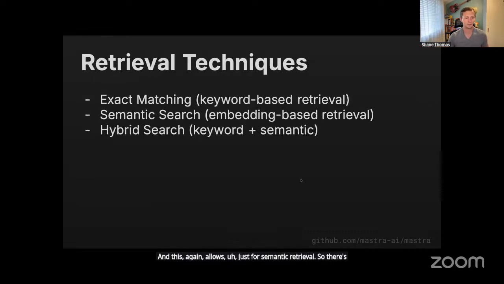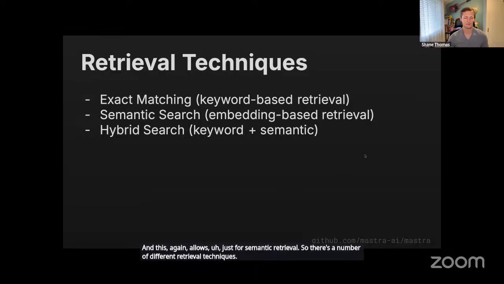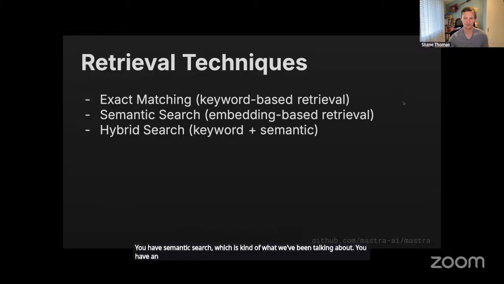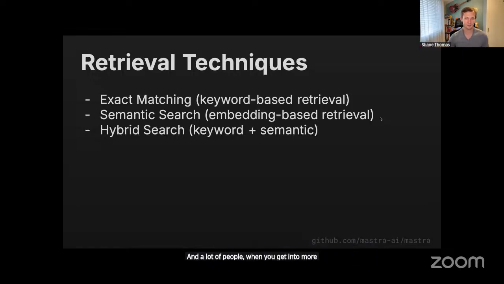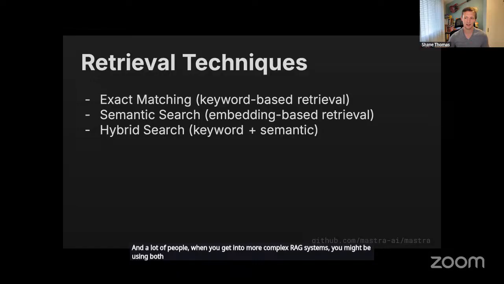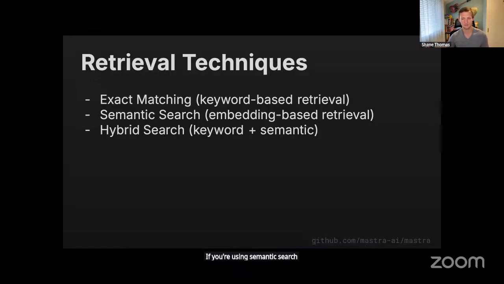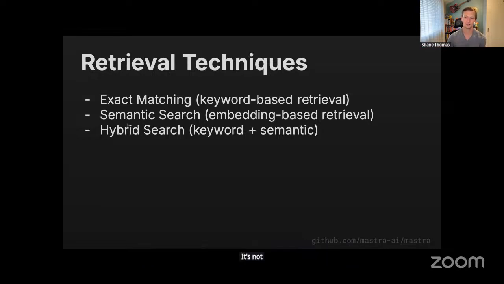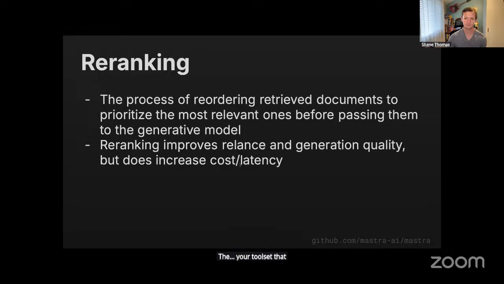There's a number of different retrieval techniques. You have exact matching, which is your keyword-based retrieval. You have semantic search, which is what we've been talking about. You have embedding-based retrieval. And then you may have hybrid search, where you do keyword plus semantic. When you get into more complex RAG systems, you might be using both. If you're using semantic search, you're typically using a vector database, but with keyword-based search, you might not be. So RAG is not just vector DBs, but it is maybe a part of the tool set that you use.